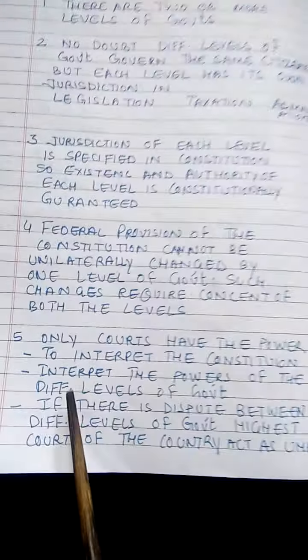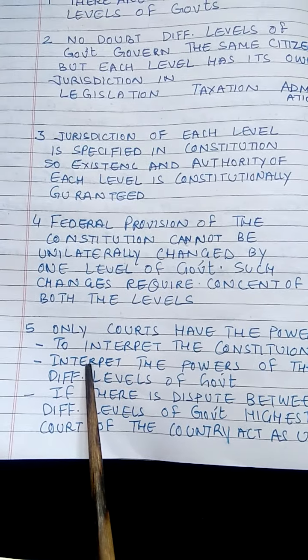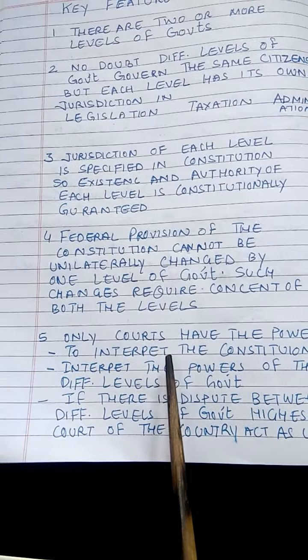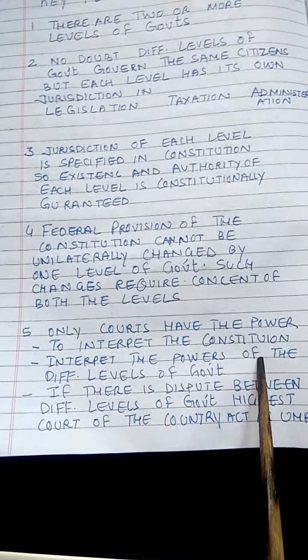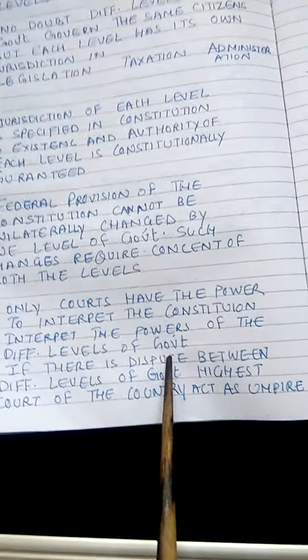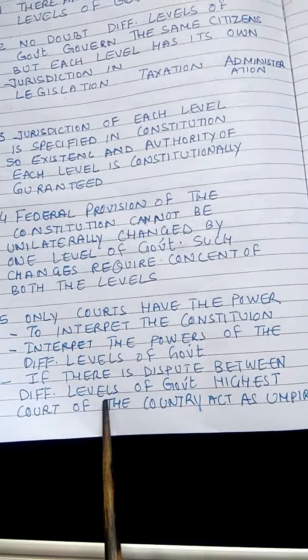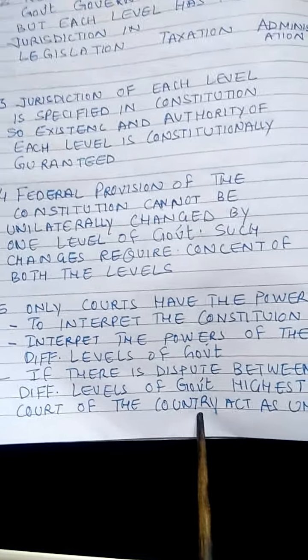Now, the fifth key feature, the role of courts in federalism. Only courts have the power to interpret the constitution. Courts are very important. Who interprets the constitution? Only courts can interpret the constitution. Courts alone can interpret the powers of the different levels or tiers of the government. Now, if there is a dispute between different levels of government, the highest court of the country acts as umpire.